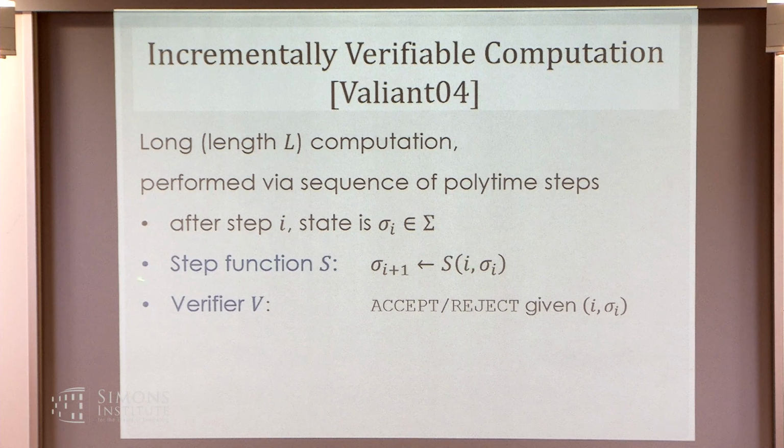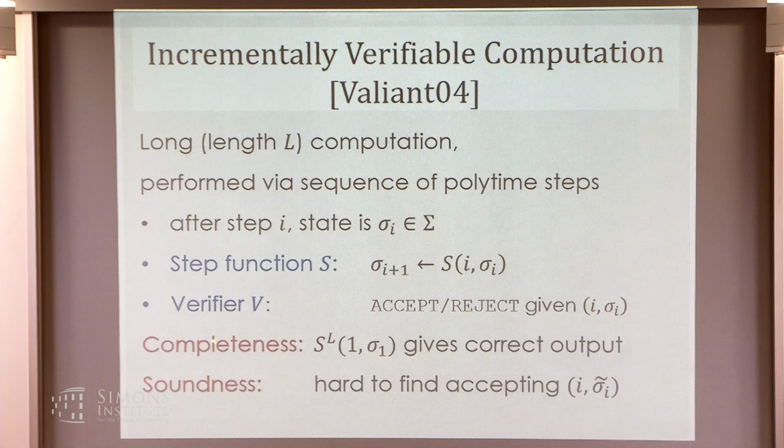So we have this step or successor function, S, and we have a verification. The state includes the state of the computation and also a proof. The verification, given i and a claimed state, can accept or reject. Completeness means that if we run this step function really L times, we get the correct output. But we want that at every step along the way, we can also verify that we're at the right location, even before we reach the end of the computation. So it's hard to find any state sigma_i that makes the verifier accept that's not the correct one.